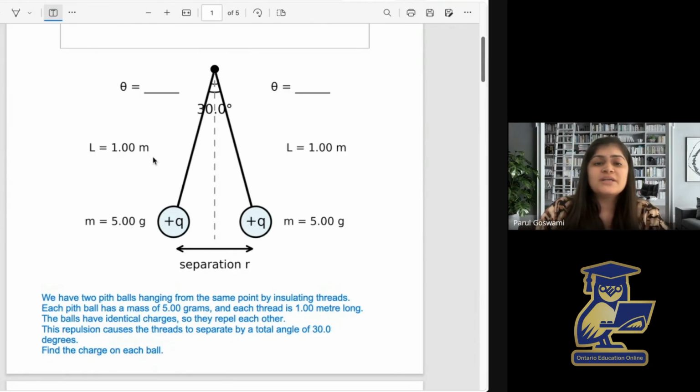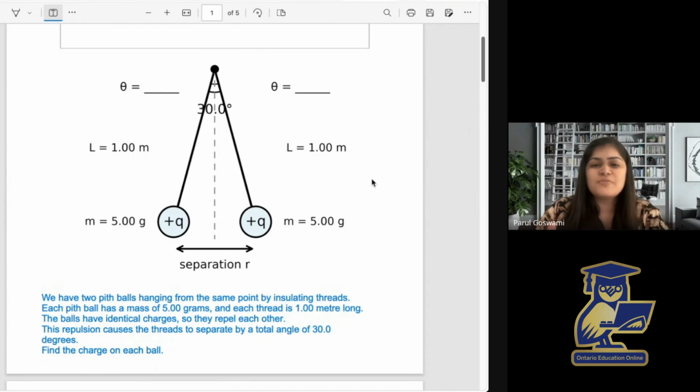The balls have identical charges, so they repel each other. This repulsion causes the threads to separate by a total angle of 30 degrees. Here we are required to find the charge on each ball. So in this question, we are going to find the charge on each pith ball. We will solve it in three main stages.